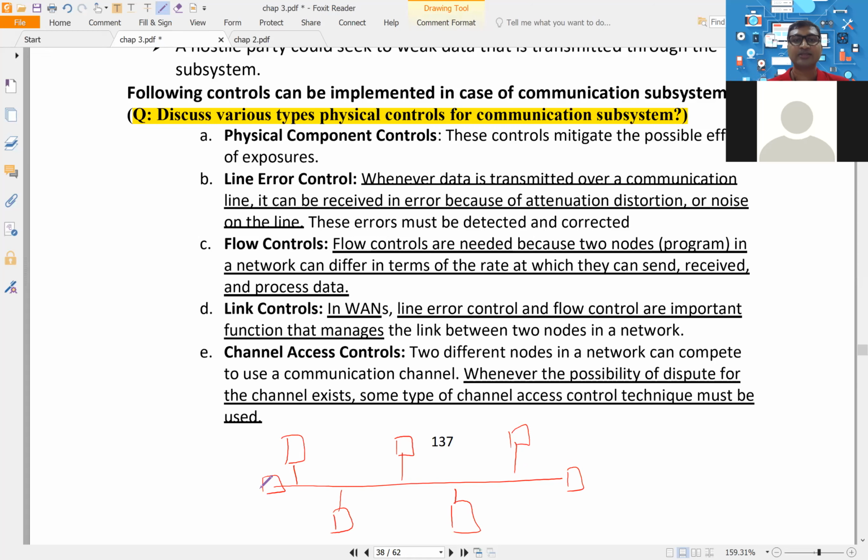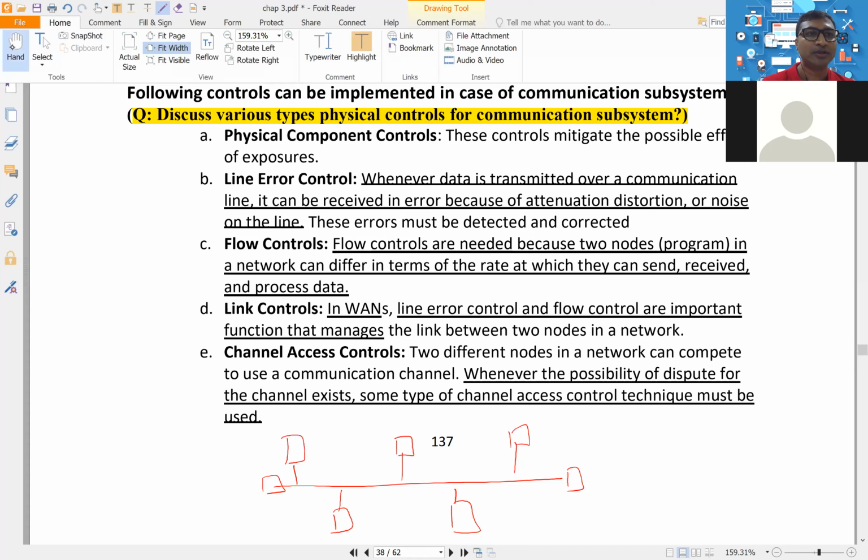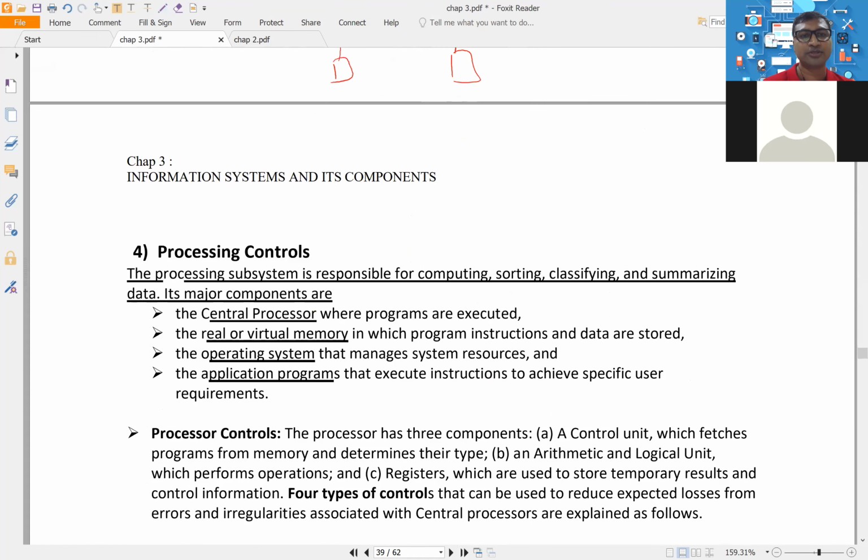For that we require channel access control, where multiple computers try to access a shared, common resource at the same time. Fights will be there, so we need to avoid those fights. And for that, channel access controls come into the picture. Okay, once you finish this, the next thing is processing control.